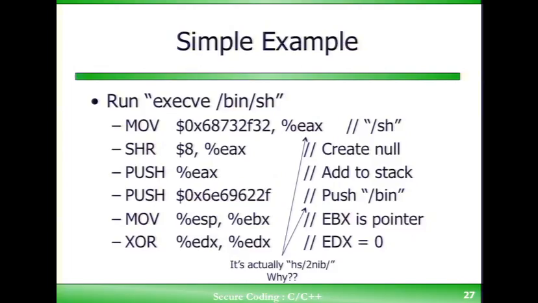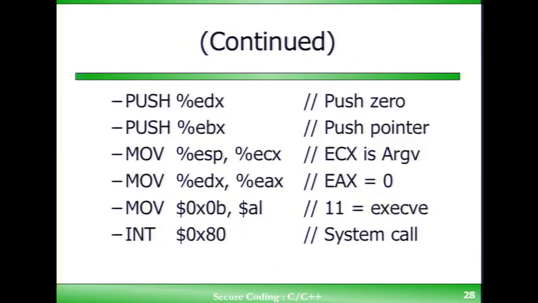Yeah, that's exactly what it is. It's the null that I need to get there. And now I'm going to push this stuff onto the stack. I put the null that I need for execve, and then I push the pointer to where the string is that I need to execute. Next, I move the ESP into ECX. That is the pointer to where the arguments are supposed to be on the stack for the function call.